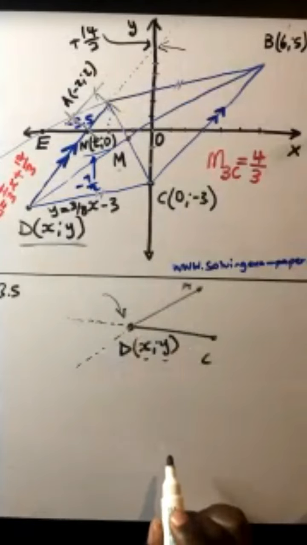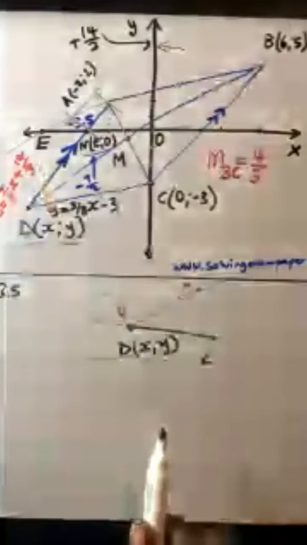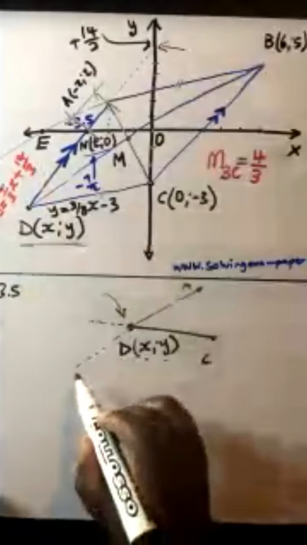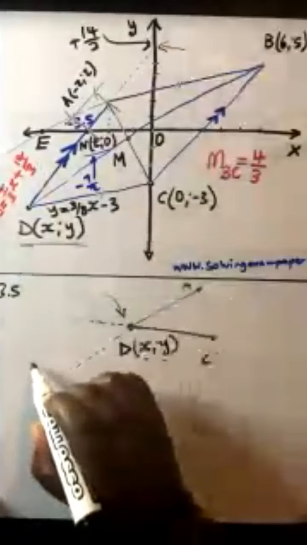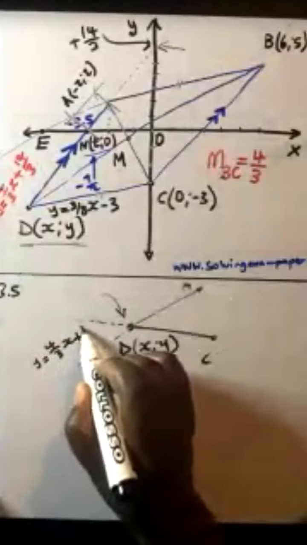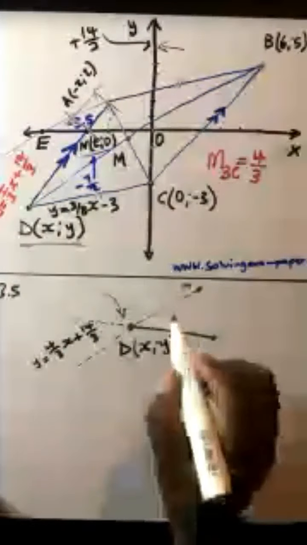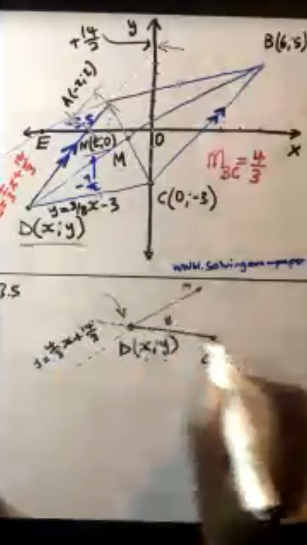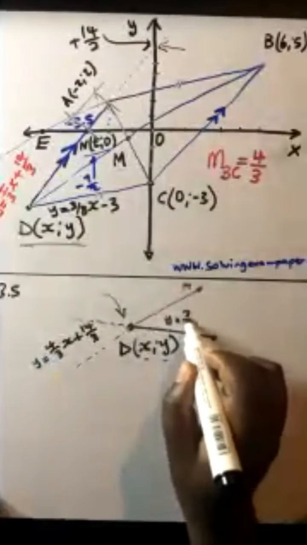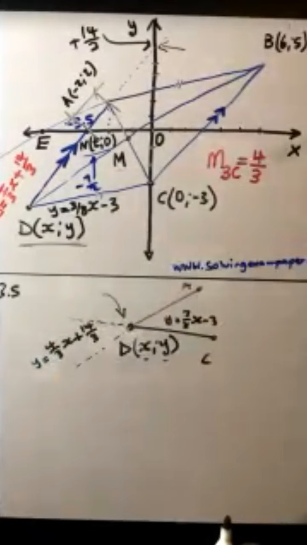What does it mean, ladies and gentlemen? It means you can equate these two equations. So remember, for this one, it was found to be y equals 4/3x plus 14/3. So they just told us about that one, which is 3/8x minus 3.